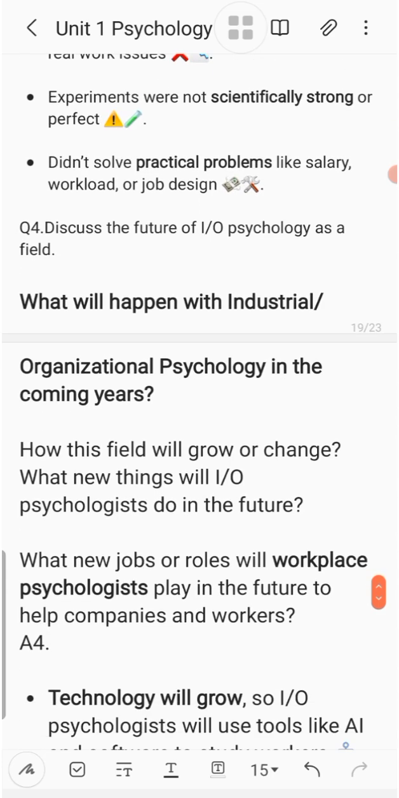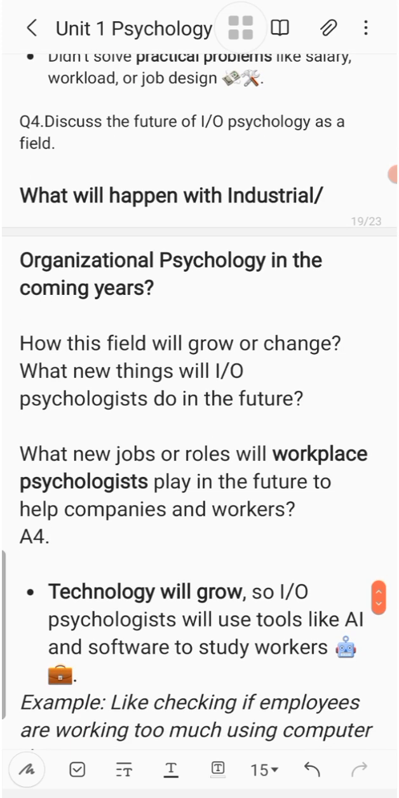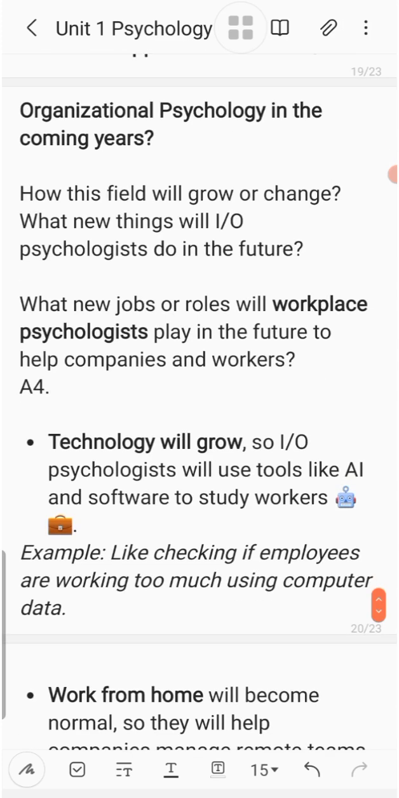Question number 4. Discuss the future of industrial psychology as a field. What will happen with industrial or organizational psychology in the coming years? How will this field grow or change? What new things will industrial psychologists do in the future? Or what new jobs or roles will workplace psychologists play in the future to help companies and workers?